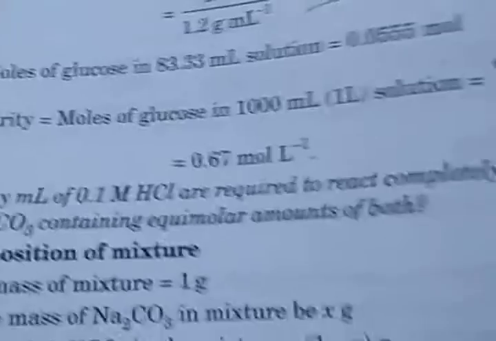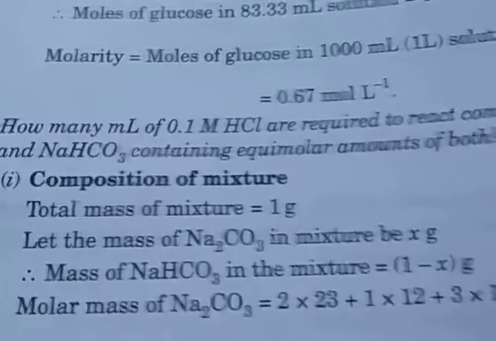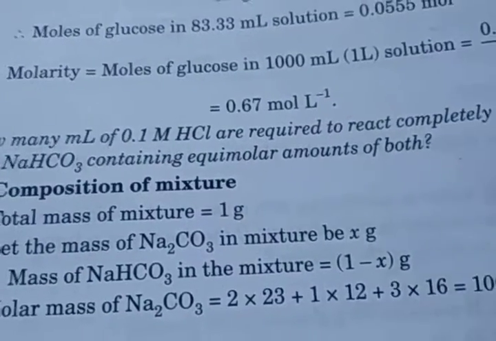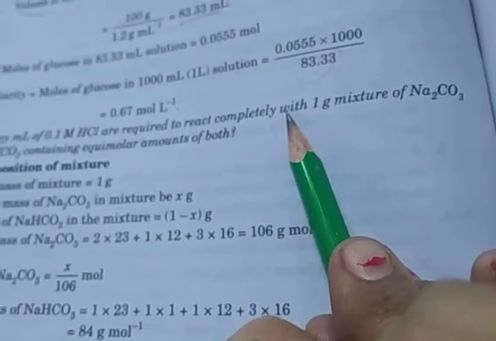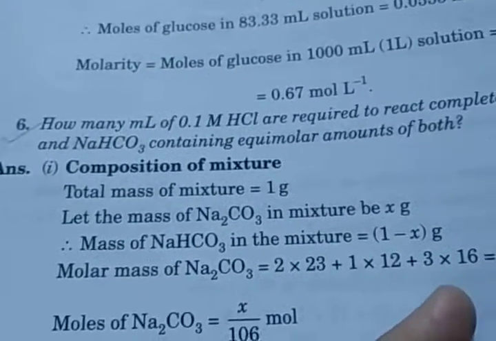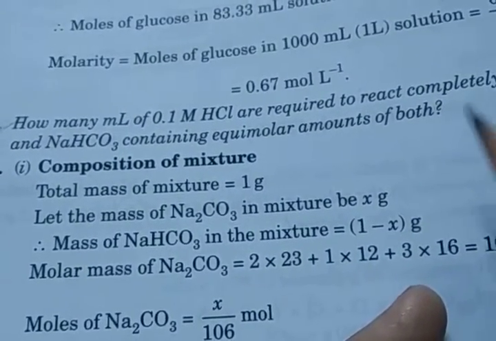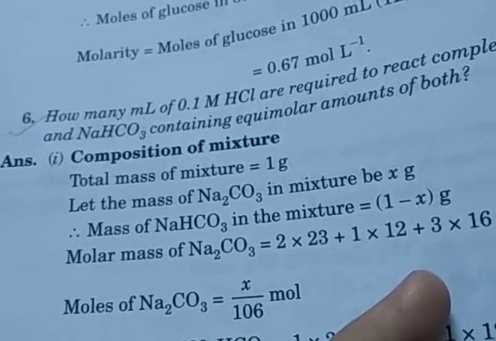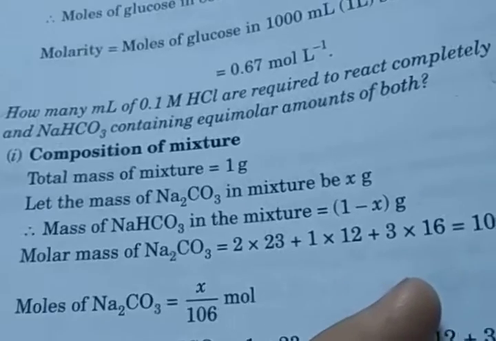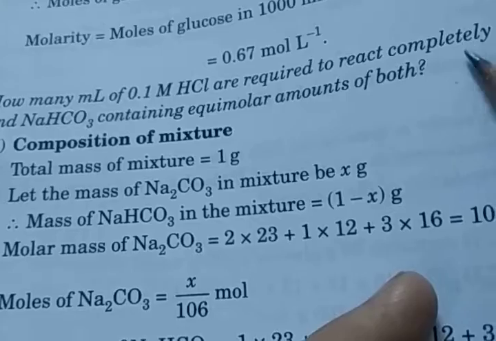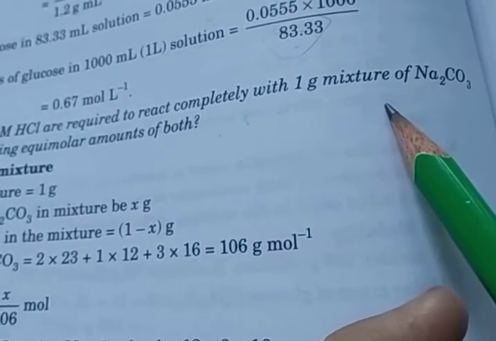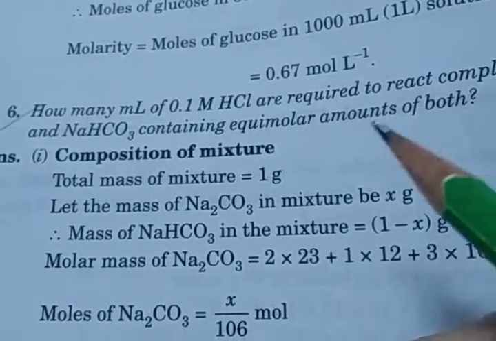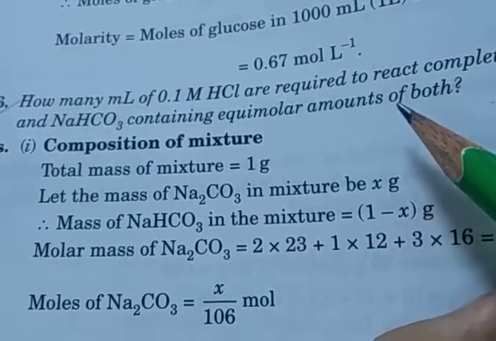Next question, number 6. How many ml of the 0.1 M HCl are required to react completely with 1 gram of a mixture of Na2CO3 and NaHCO3 containing equimolar amounts of both? Again, how many ml of the 0.1 M HCl are required to react completely with 1 gram of the mixture of sodium carbonate and sodium bicarbonate, containing equimolar amounts of both?